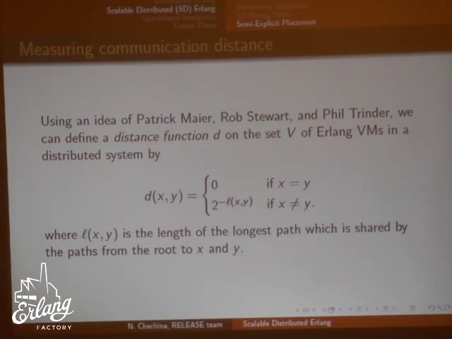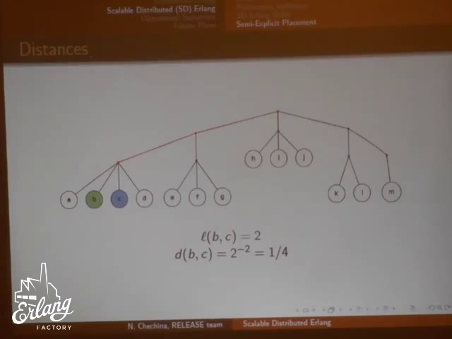This research is based on research done at Glasgow University by some of the researchers. They worked with Haskell, and so we decided to take the ideas and try to implement them in a bit different aspect. We look from the root, from the top, at how many links, branches, nodes have in common. So B and C have 2, which means their distance is 1/4. B and G, for example, have only 1, which means the distance is 1/2. And when there are no common links, the distance is 1.